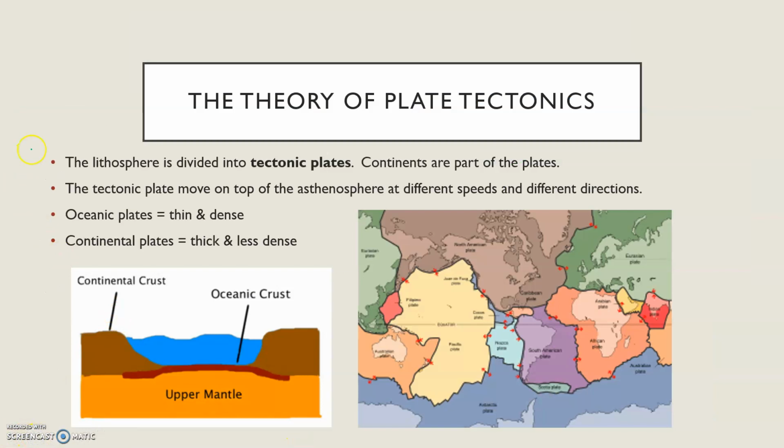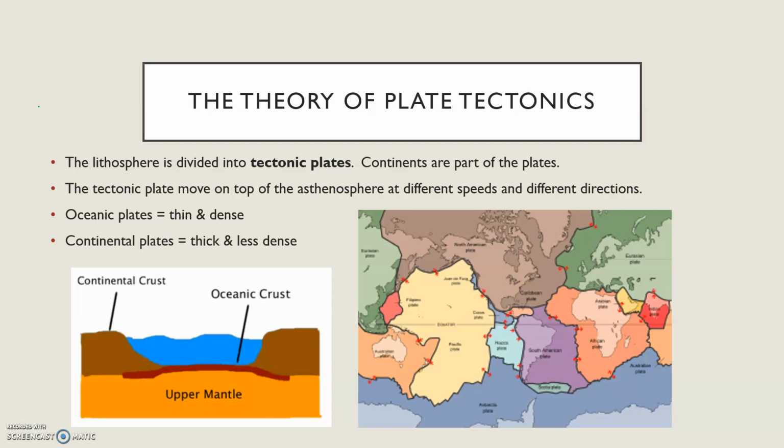All right, so the theory of plate tectonics. The lithosphere is divided into the tectonic plates, and the continents are part of those plates, okay? So the continents go all the way into that lithospheric part, which is the base of the crust and the top of the upper mantle. The tectonic plates are moving on that lithospheric piece on top of the asthenosphere, which is that part that's allowing it to ooze and float. And they are moving at different rates of speed and in different directions. Because of that, we've come to develop the theory of plate tectonics.